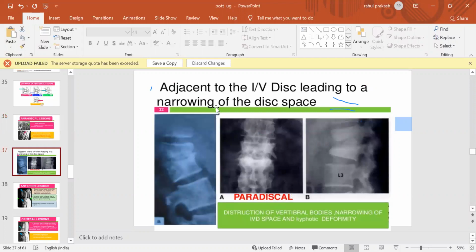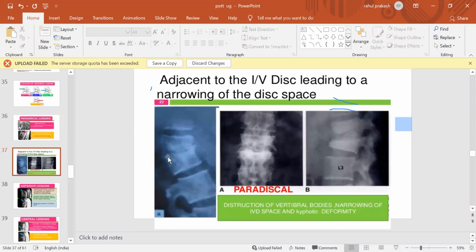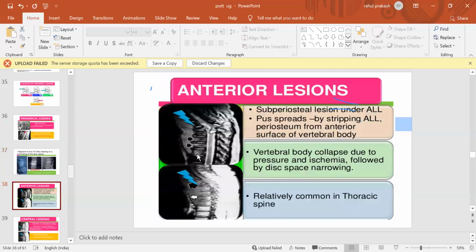So there's a narrowing of the paradiscal, same thing. See, this is one vertebra and this is the other vertebra. In between there is a normal disc. So between these two vertebrae, the disc space has been obliterated. So there is no disc space. This space narrowing, or obliteration of the disc space, is the characteristic of tuberculosis spine. Anterior lesion is the same thing. The problems go into the anterior of the spine.